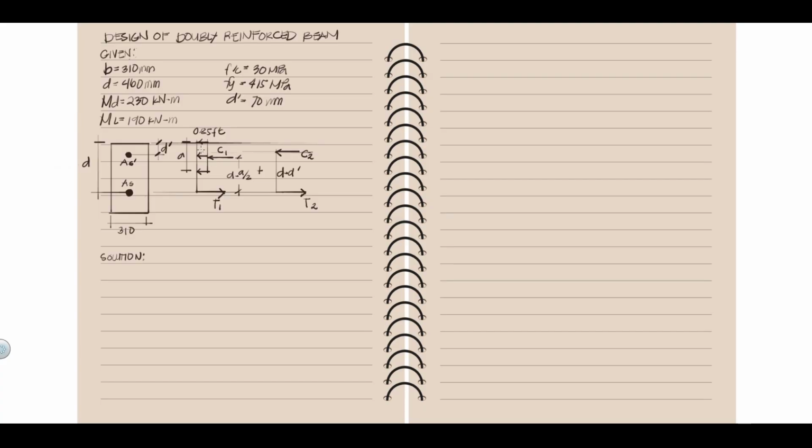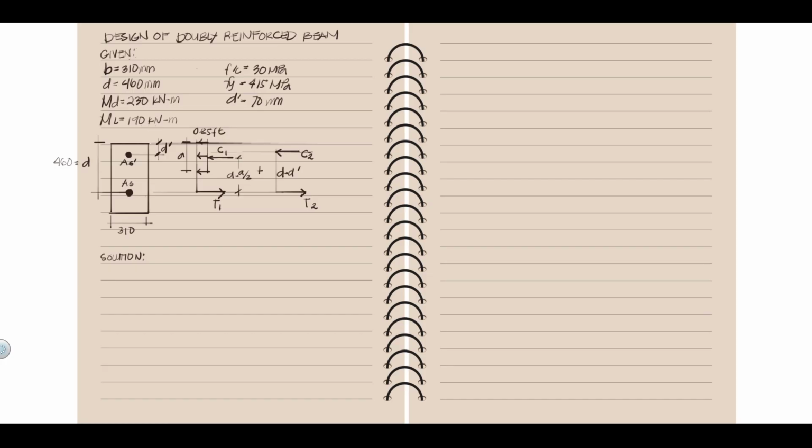Of course, the dimension of our beam. We have the width, 310, and then we have the depth, that is equal to 460. And then, of course, we have the given loadings to be resisted by our doubly reinforced beam. That is MD, moment dead load, 230. And then we have ML, moment live load, 190 kilonewton per meter.